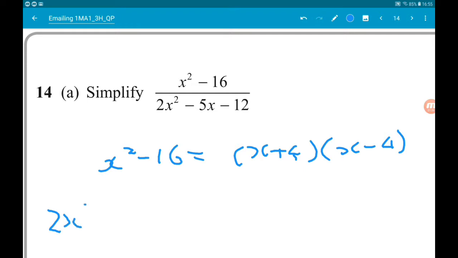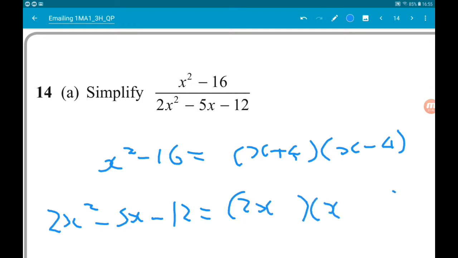2x squared minus 5x minus 12. Now to get a 2x squared, one bracket has to have 2x. Okay, so one of our brackets, as I said, has an x and a 4. Now to get the 12, we're going to need a 3 in the bracket with the 2x.